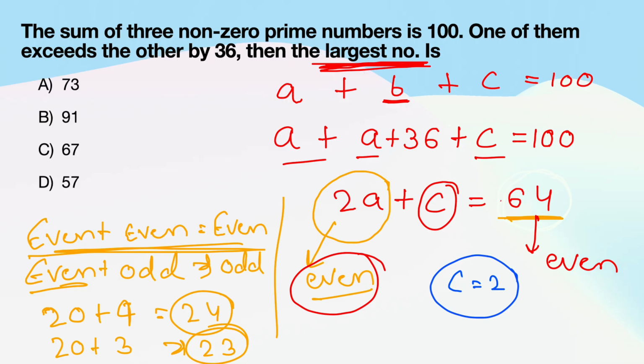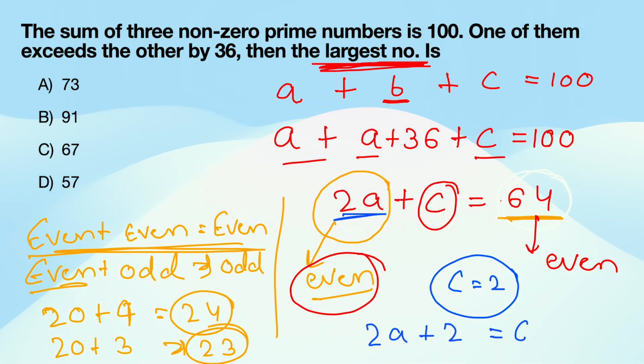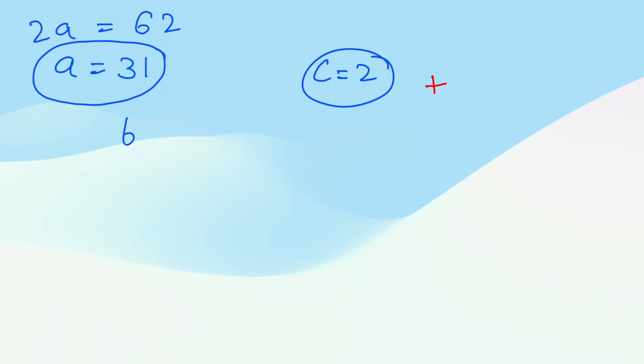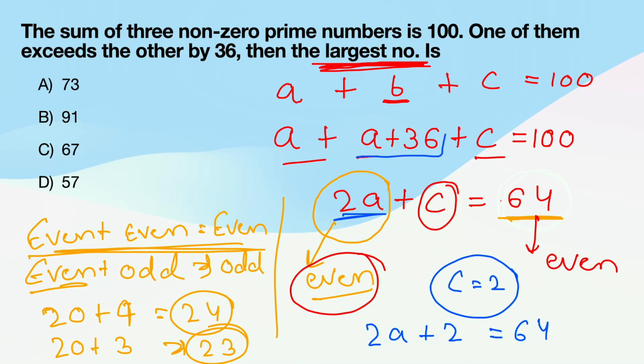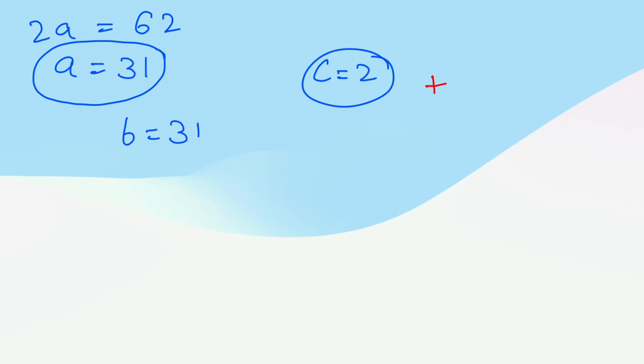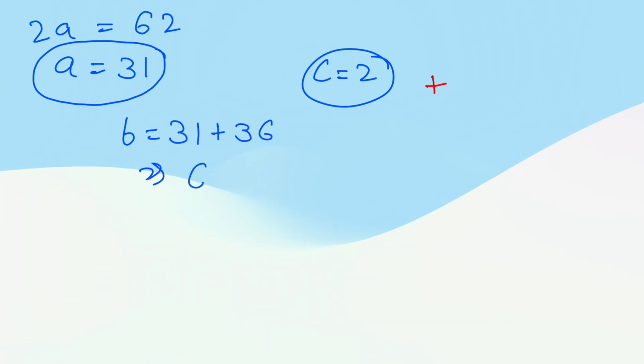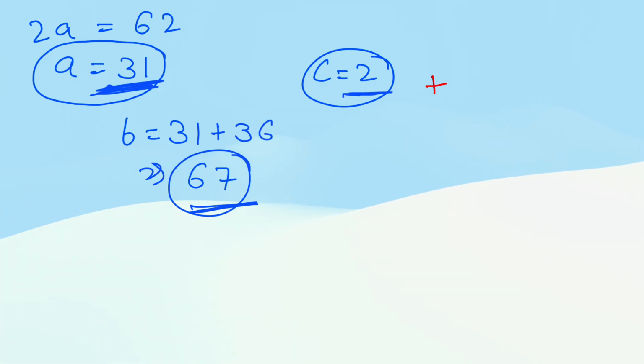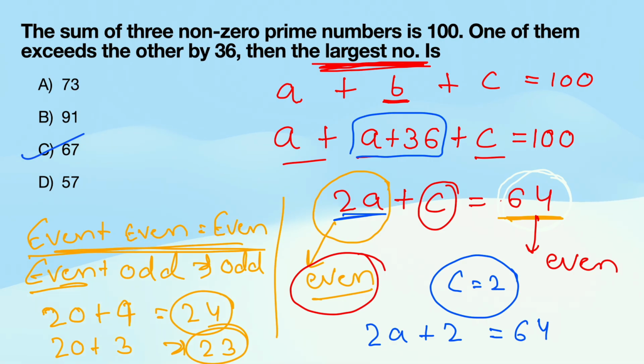Okay, I know the value of C now. Can I find the value of A now? Yes. So it will be 2A plus 2 equals to 64. It means the value of A will be 64 minus 2, that is 62. So A is 31. The value of A is 31. The value of C is 2. What is the value of B? B was how much? A plus 36, right? So it will be 31 plus 36. It means 67. So what is the biggest number out of these three? 67. So 67 will be the answer.